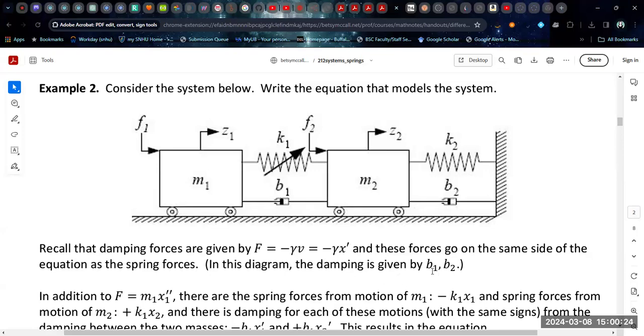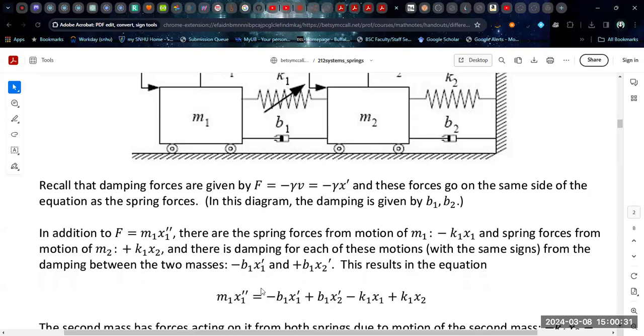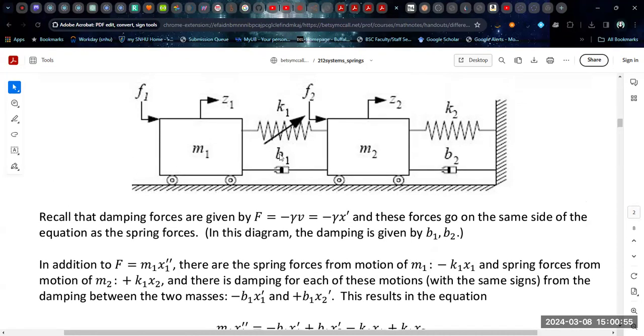In this diagram, they're using B1 and B2 for these gamma coefficients. Now, the springs, Hooke's law and the acceleration are still going to be applied. But in this case, we also have to add the damping components. So if we think about the damping motions from the motion of M1, then in this diagram, we don't have 3 springs, we only have the 2.